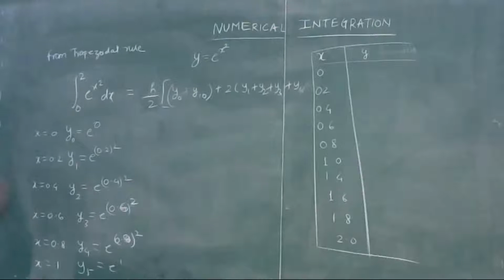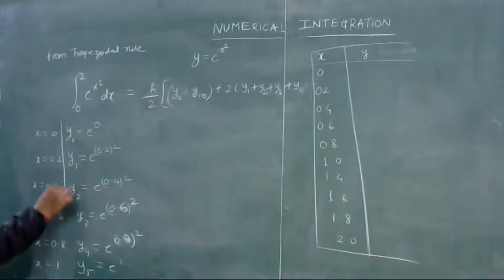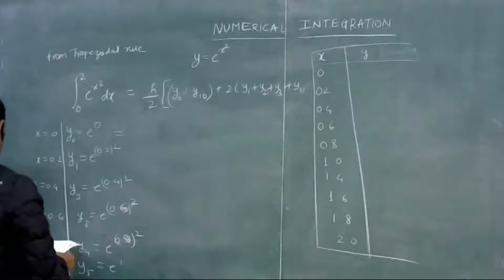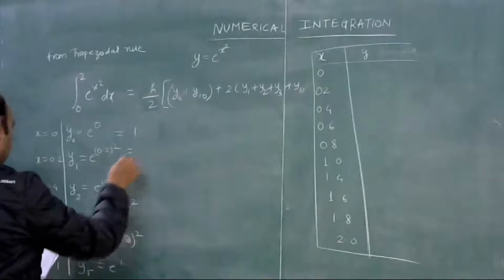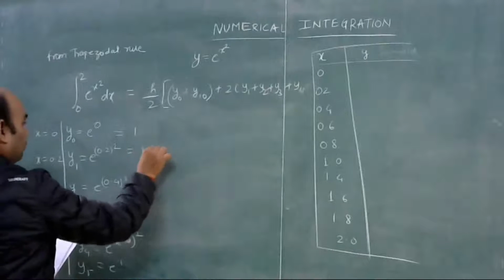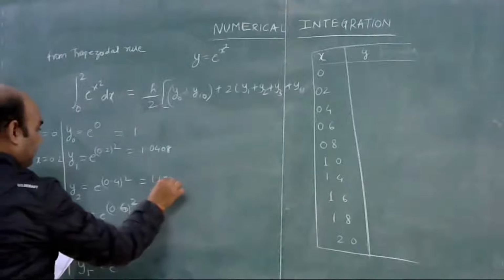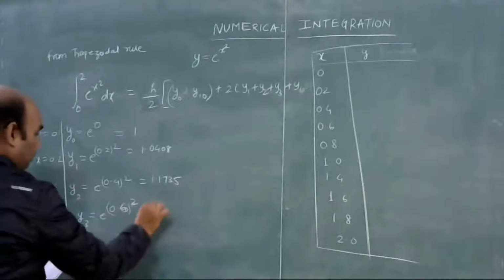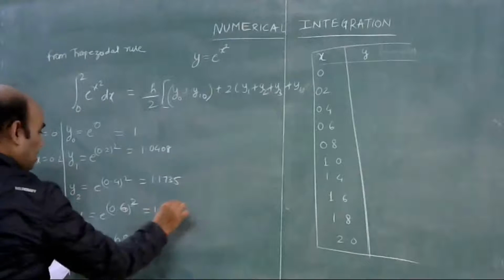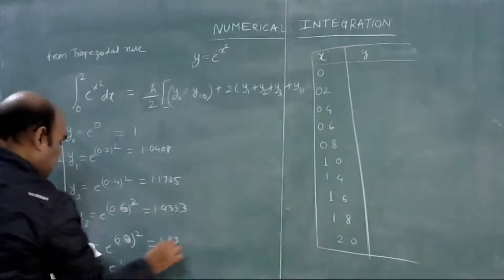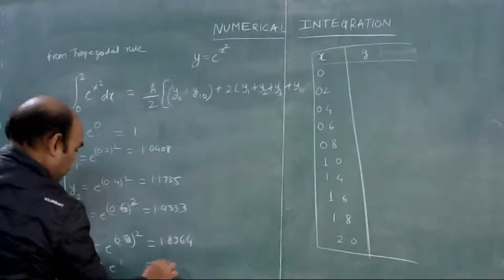Okay, so first we have to find the values of y corresponding to x. So this will be 1. This is 1.048. This is 1.1735. And then 1.433. Then 1.8964. This is 2.17.